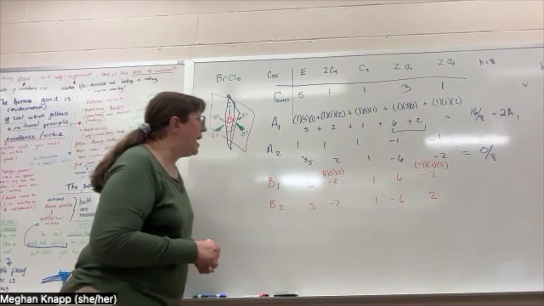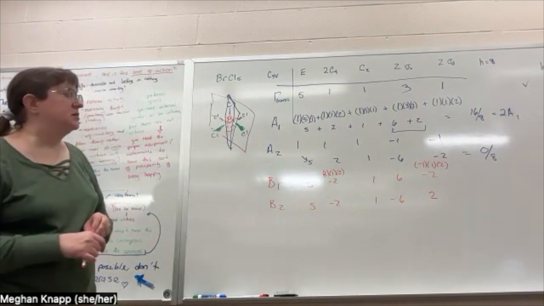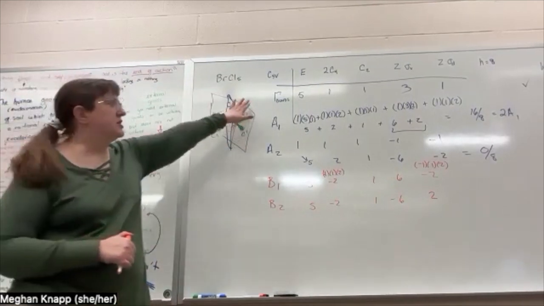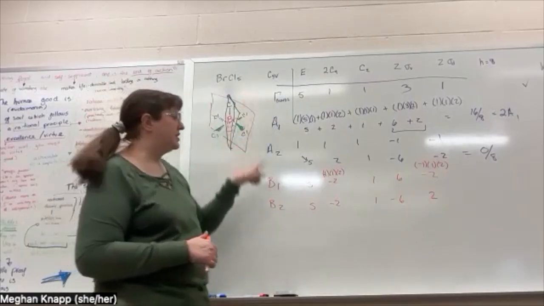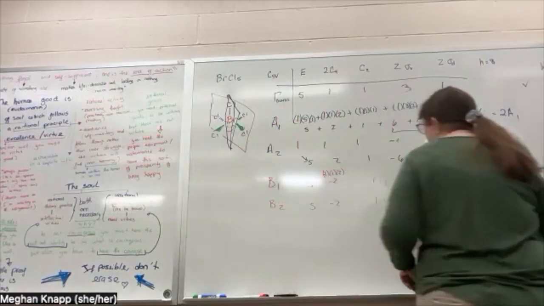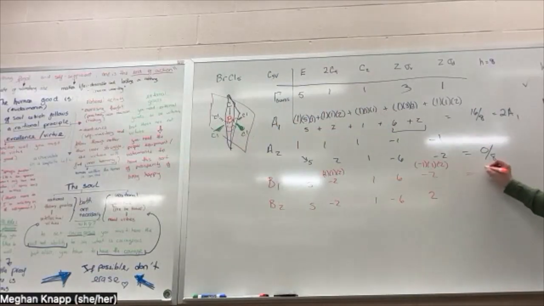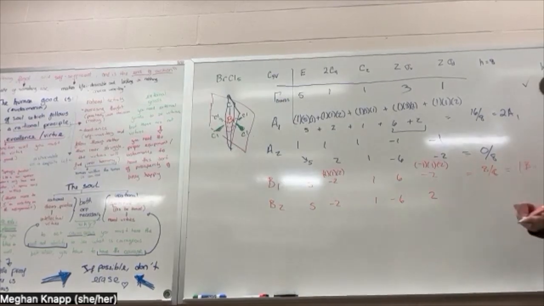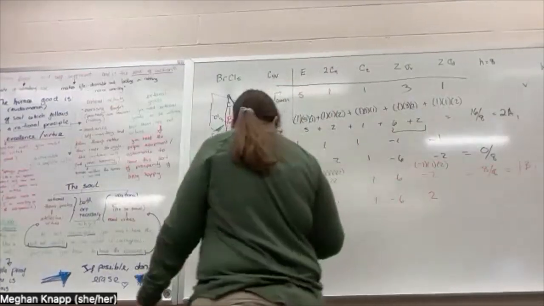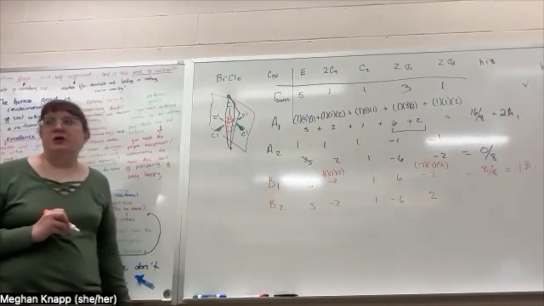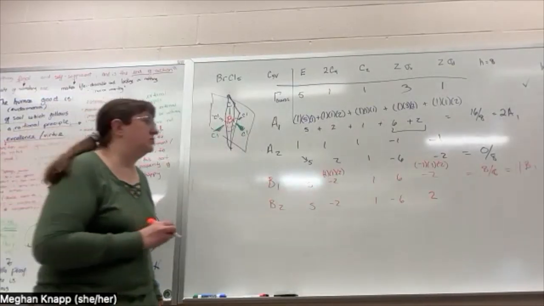All right, so how many B1s are part of this representation? 1, because if I add these up, I'm going to get 12 minus 4, which is 8. 8 divided by 8 is going to be 1 B1. And then when I add up for B2, how many are there going to be? 0.